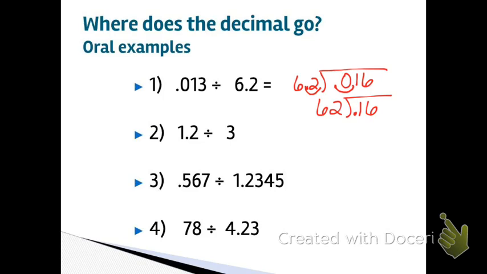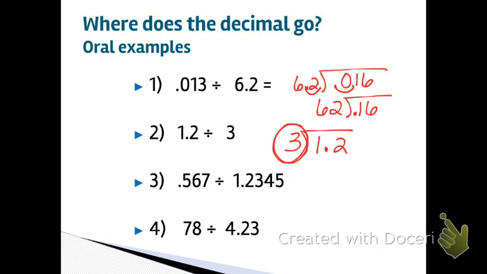Okay. All right, the next one, we have 3 divided into 1.2. Are we going to move the decimal? No. No need to move the decimal, right? Because there is no decimal showing right here. There is one. It's at the end. But we don't have to move it because it already is touching the door.